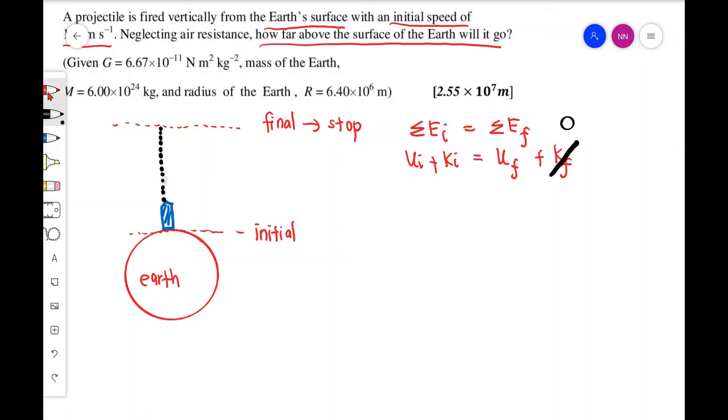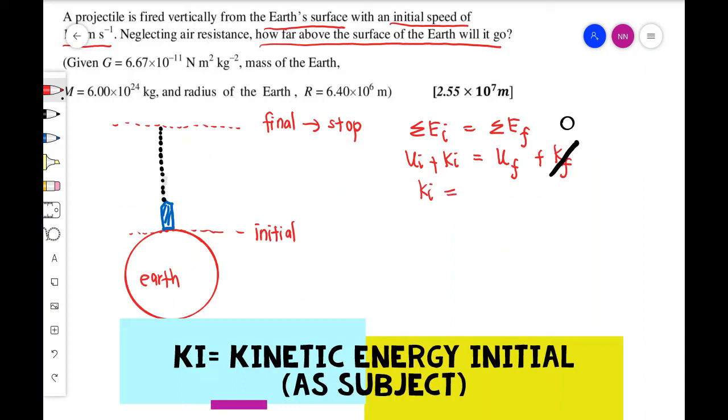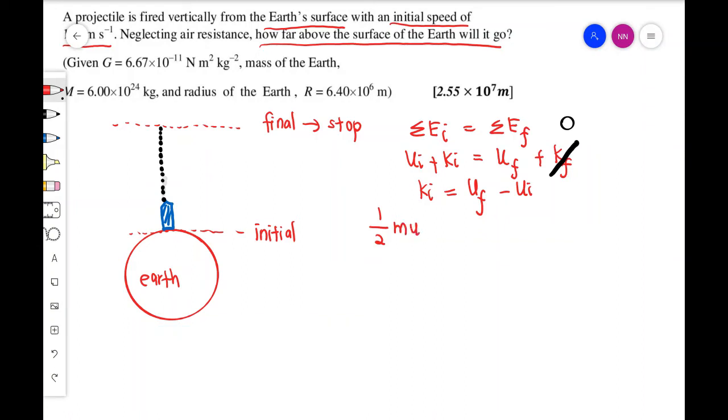Okay, kinetic energy dekat final position adalah 0. Okay, sekarang kita boleh jadikan kinetic energy final sebagai subjek dulu. Kinetic energy final equals to U final minus U initial. Okay, and then kita substitute formula. Formula untuk kinetic energy initial adalah half mu squared, yang mana u ni adalah initial speed lah. Initial speed tadi kita dah convert kepada meter per second.